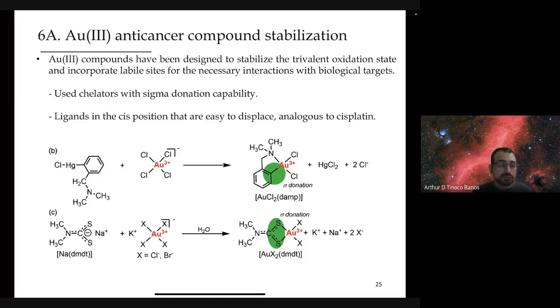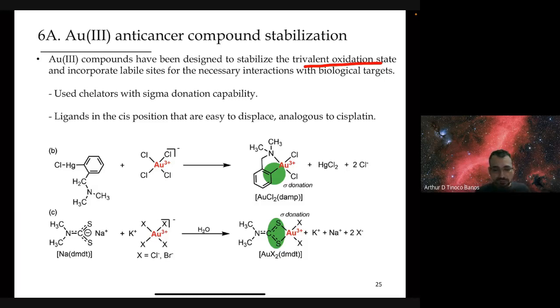And to be able to do so, remember, if gold 3 is very reduction prone, what has to happen is you have to design a compound to minimize that capability of the gold 3 to get reduced to gold 1. So these compounds have been designed to stabilize the trivalent oxidation state and incorporate labile sites for the necessary interaction with biological targets. All right, that's not an easy thing to do. So chelators are used with sigma donation capability. And then you have ligands in the cis position that are easy to displace, analogous to cisplatin.